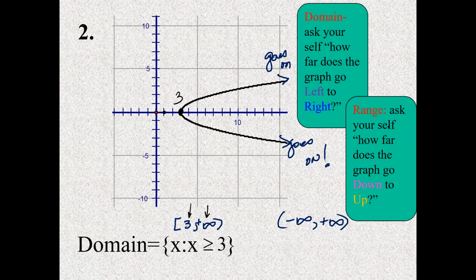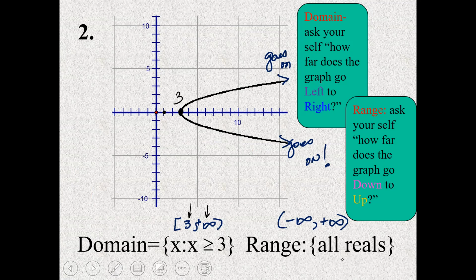Now with the range, you've got to ask yourself, how far does the graph go down? And if you look at this right here, you see how this graph keeps going down, down, further and further and further. So it's negative infinity. And how far up does this graph go? Keeps going up, further, further up. So positive infinity. And your answer is going to be all real numbers or negative infinity to positive infinity.